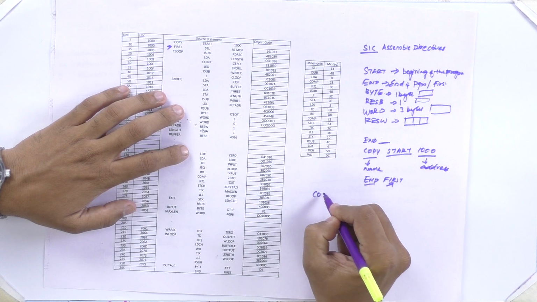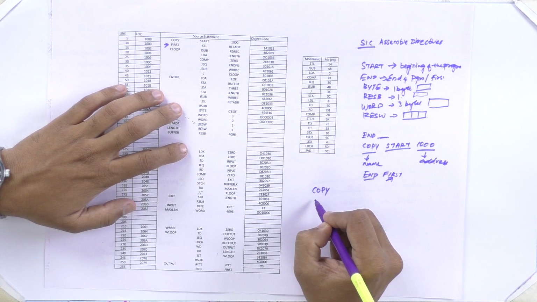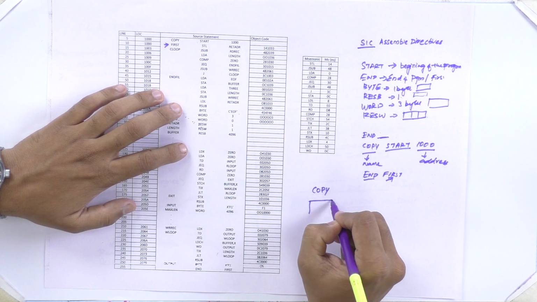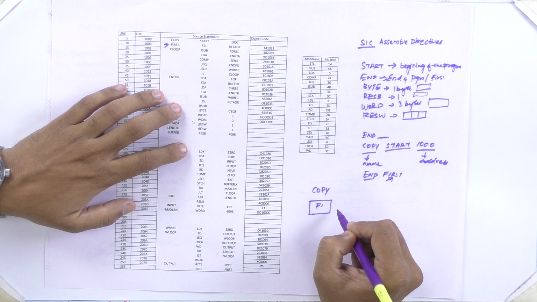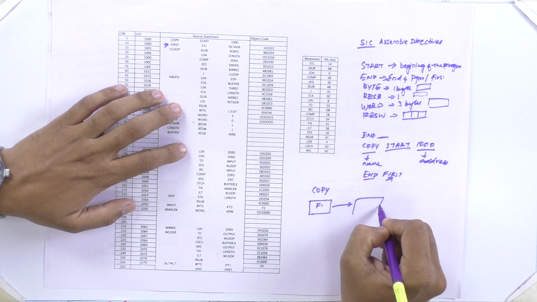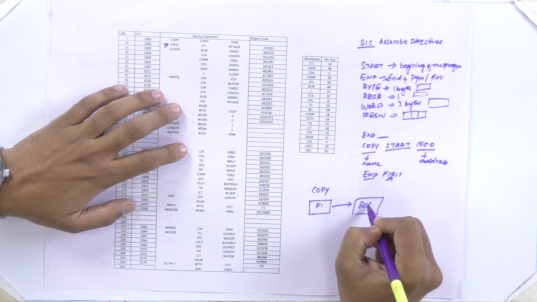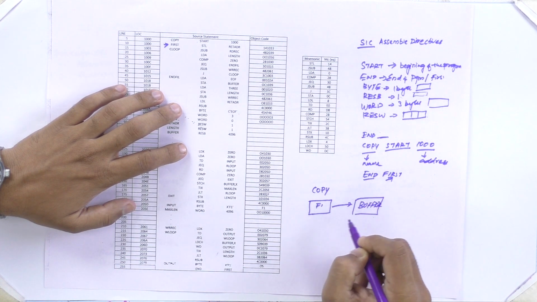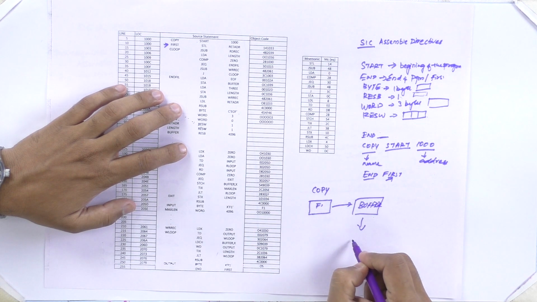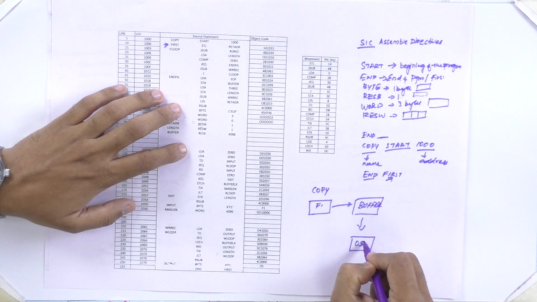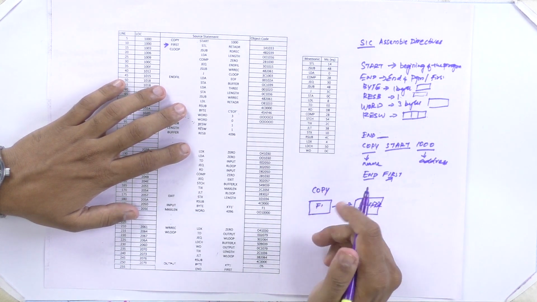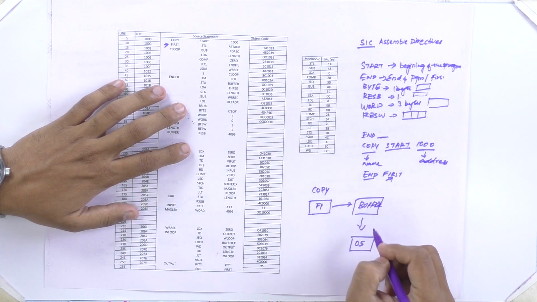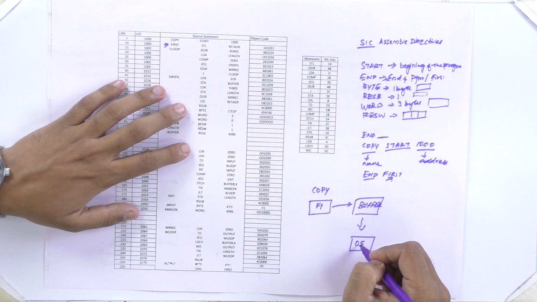In this program, the work of the copy program is to copy some content from the input device, that is F1, and that content will be kept in a buffer. Later the content from the buffer will be transferred to an output device called 05. This is the work of the program. That is, you are going to copy some content from a device called F1, and store it into another device, whose name is 05.